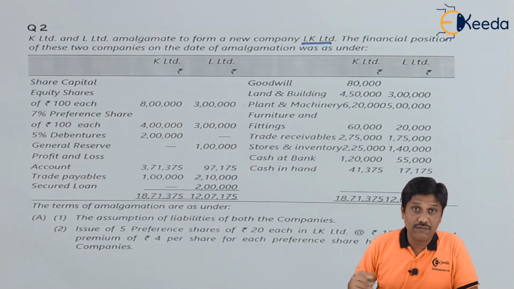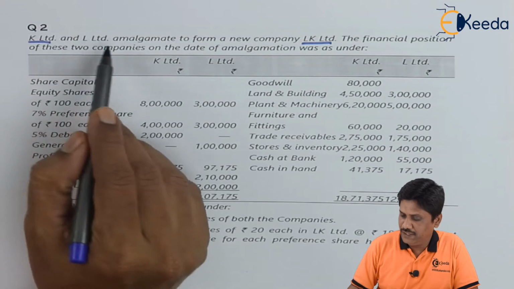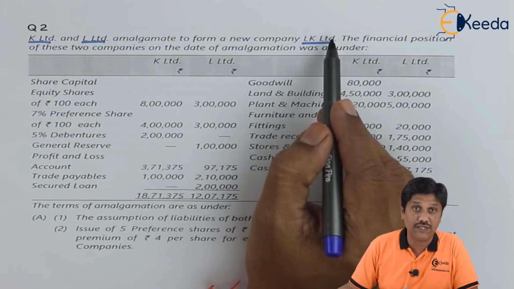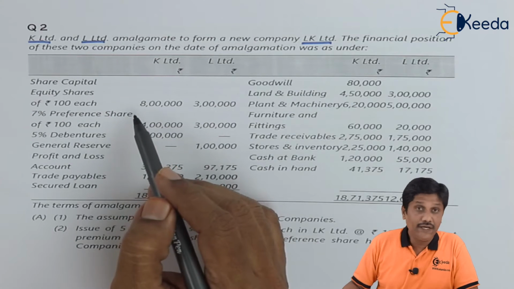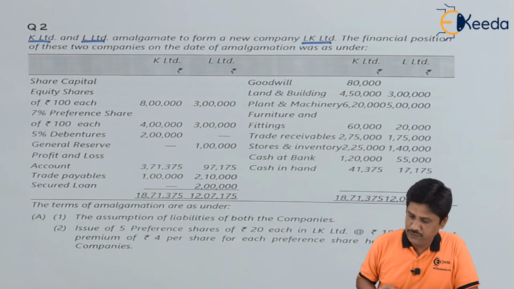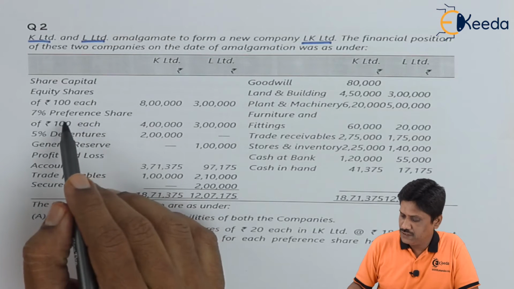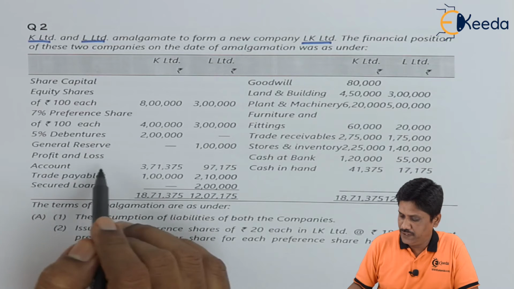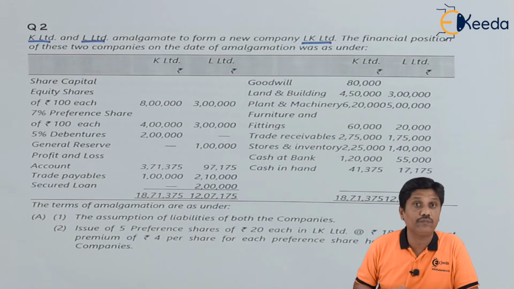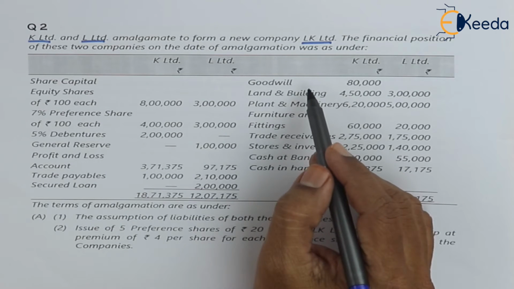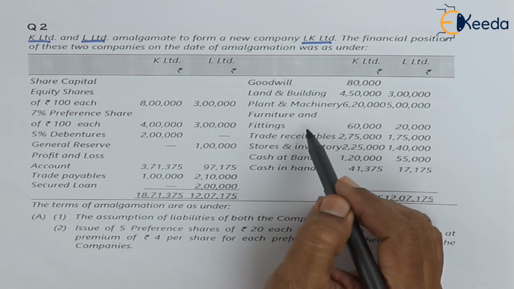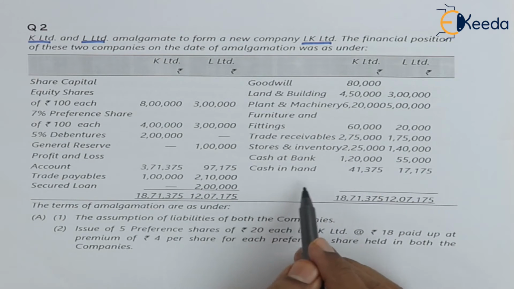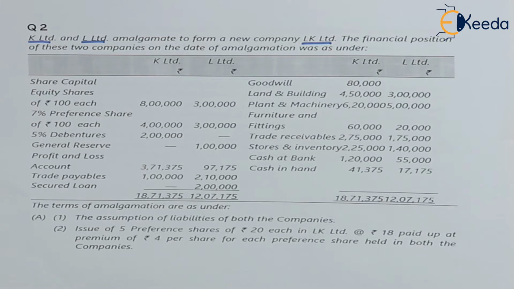You can notice there is amalgamation, which means two companies K Limited and L Limited both will go into liquidation and a new company will be formed to take over their existing businesses. Existing balance sheets of the two companies are provided to you. Share capital: equity shares of 100 each, 7% preference shares of 100 each, 5% debentures, general reserve, P&L account, trade payable and secured loan. On the asset side we have goodwill, land and building, plant and machinery, furniture and fitting, trade receivables, stores and inventories, cash at bank and cash in hand. These are the assets we have.